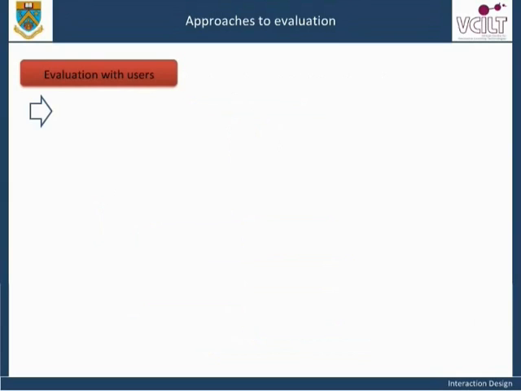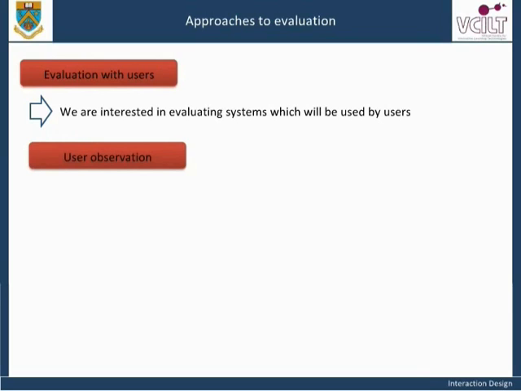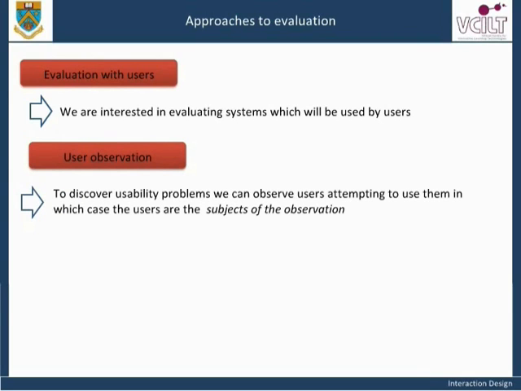Evaluation with users. We are interested in evaluating systems which will be used by users, so why not test the systems with people who are likely to use them? Such evaluations are the focus of this section. User observation. In order to discover usability problems with user interfaces, we can observe users attempting to use them, in which case the users are the subjects of the observation.